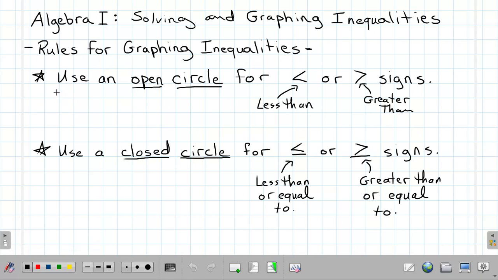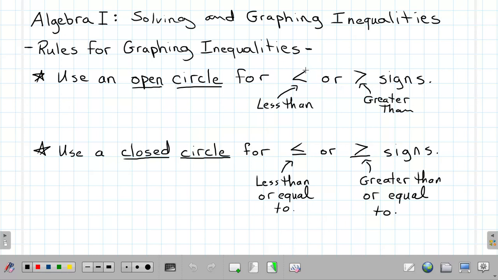Once again, this should be a little review, maybe you should have heard of this before, but if not, just make sure to pay attention and copy this down on the notes here. Whenever you're graphing inequalities, you use an open circle for less than signs or greater than signs.